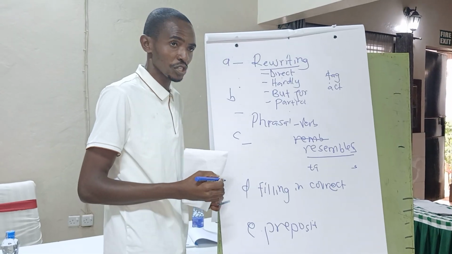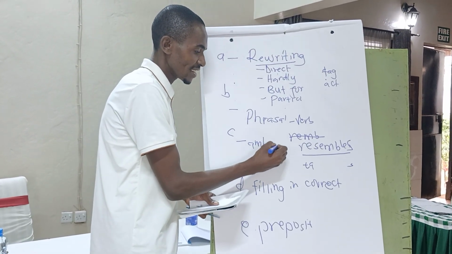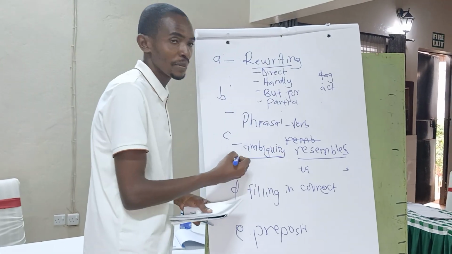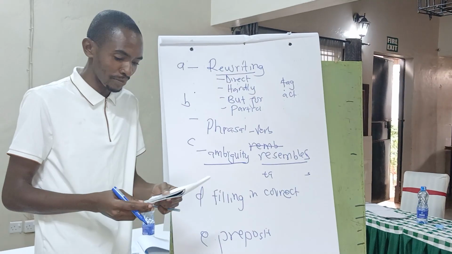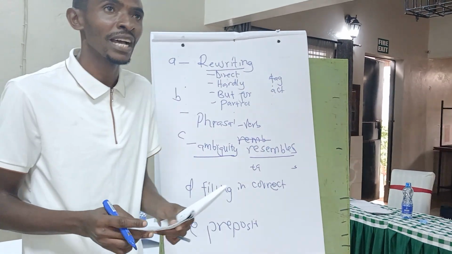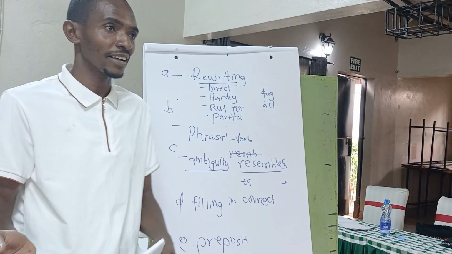Skip this. The question on ambiguity. Ambiguity: bringing out the possible meanings that can be captured. For example, "I like flying aeroplanes." Explain the meaning.